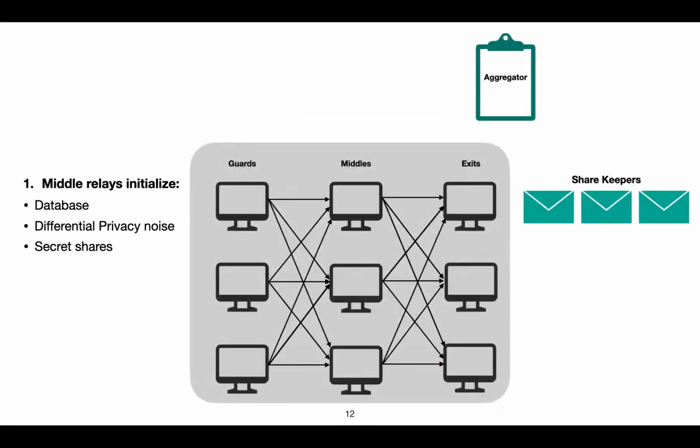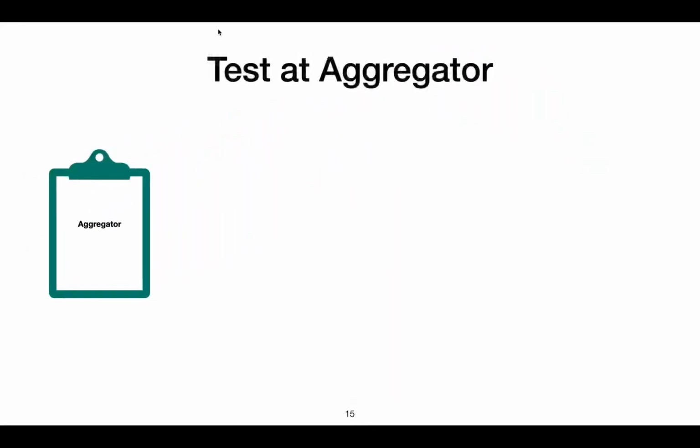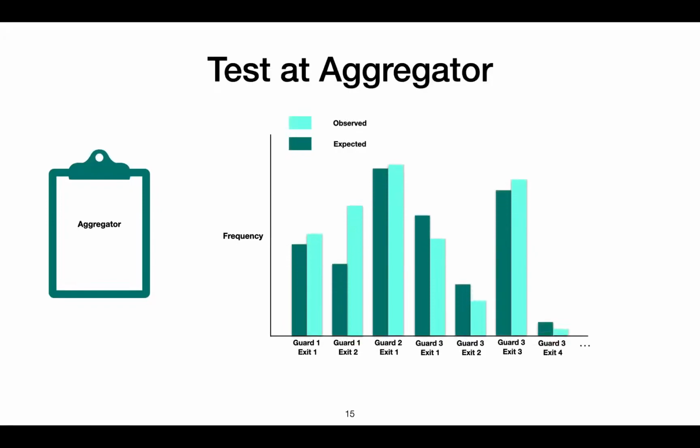After these initialization steps, during the data collection phase, when the middle relays see a circuit from a guard to a particular exit, they increment the appropriate frequency counter. At the end of an epoch, the middle relays and share keepers send their values to the aggregator. The aggregator then combines them to obtain the frequencies previously discussed and performs the statistical test to detect pairs with unusually high observed frequencies. The operator of the algorithm can then decide how to proceed given these test results.